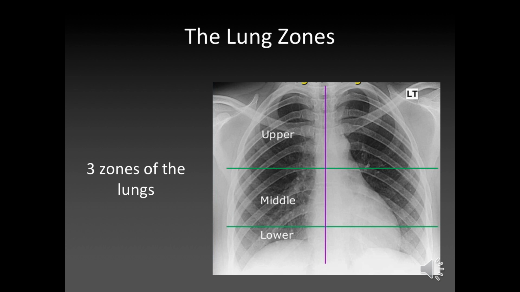So anyone have any ideas what infections might just affect the upper bit? TB, yeah. So TB is the main one that you need to worry about. The other thing that you need to look for in the upper zone is pneumothoraces. So usually they will affect the apices. And in the lower zone is where you'll often see most other pneumonias.